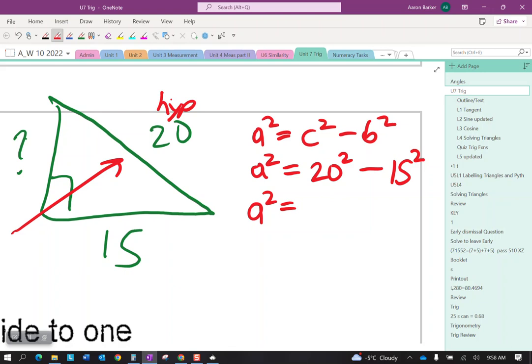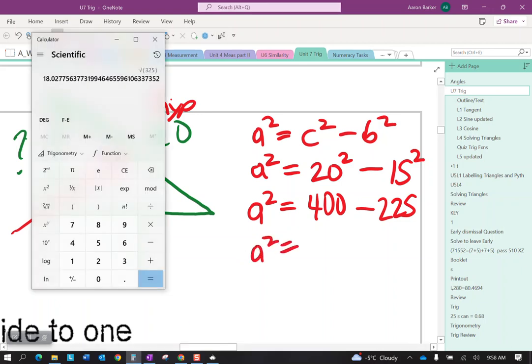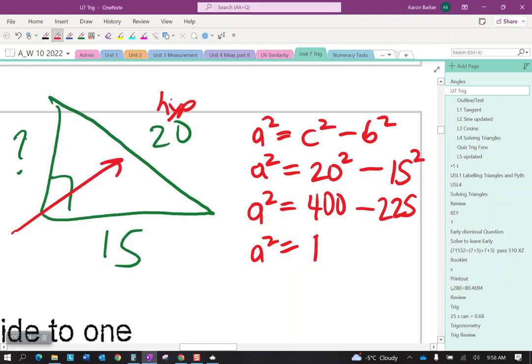20 squared is not 20 times 2, it is 20 times 20. What's the answer for 20 times 20? 400. Okay. 15 squared is 15 times 15, and you can use your calculator, 225. Okay. Then we actually do the subtraction. For me, I'm using my calculator because it's a slow Friday. So 400 minus 225, 175.